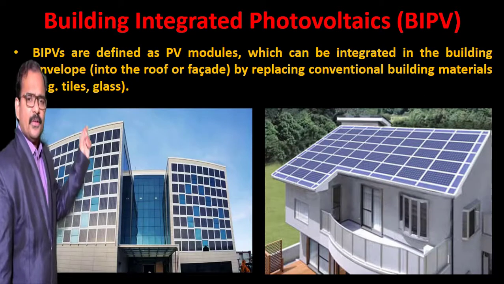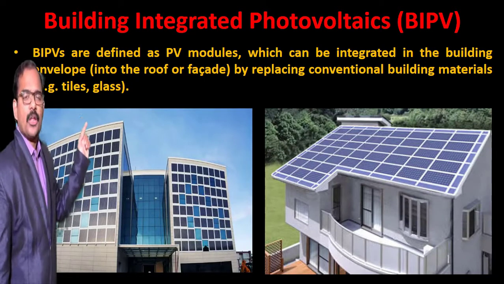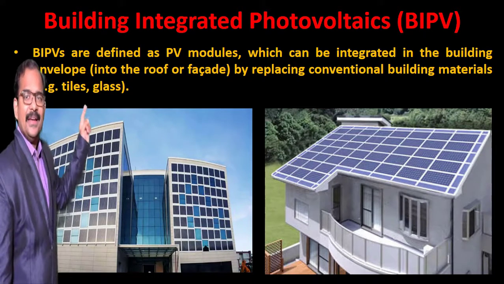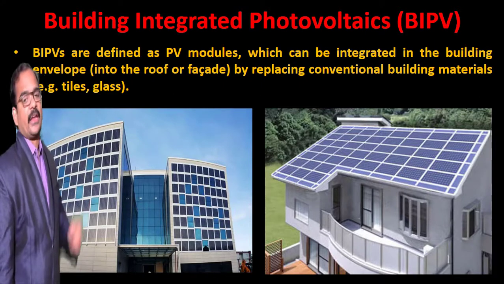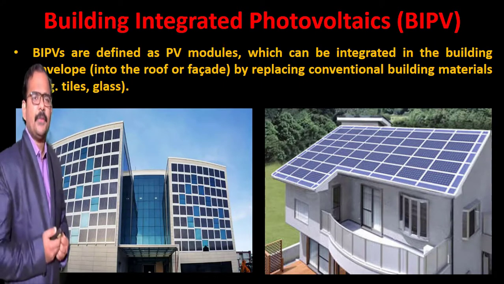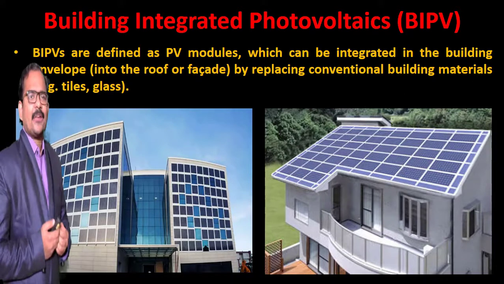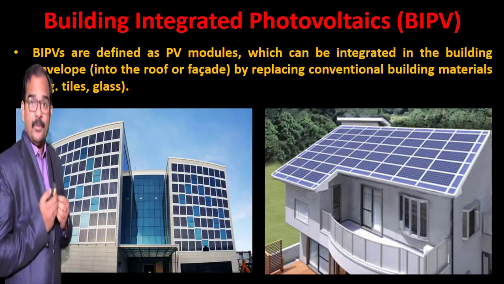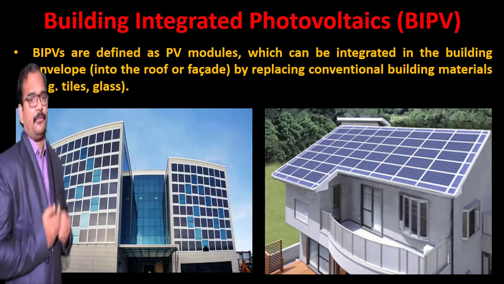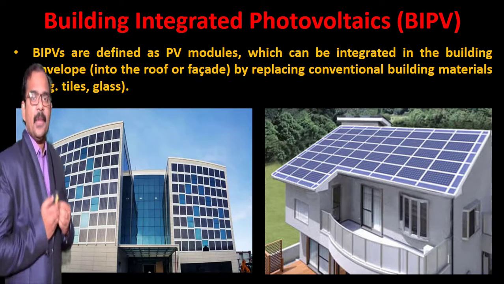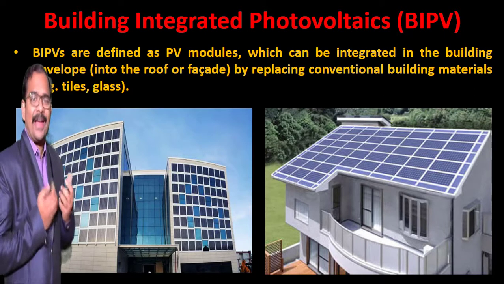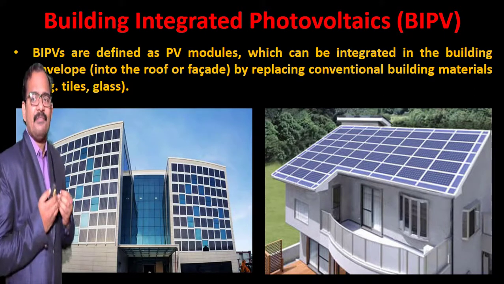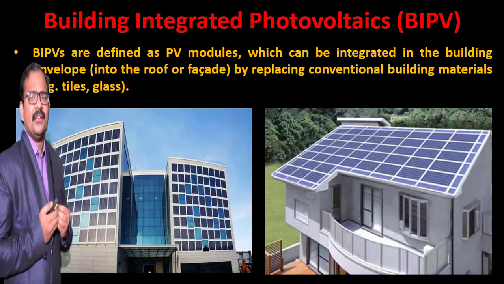Now coming to the first application of solar PV systems, it is building integrated photovoltaics. Then what are these building integrated photovoltaics? In short, they are called BIPV. So these BIPVs are defined as PV modules which can be integrated in the building envelope, that is maybe into a roof or a facade, by replacing conventional building materials such as tiles and glass.